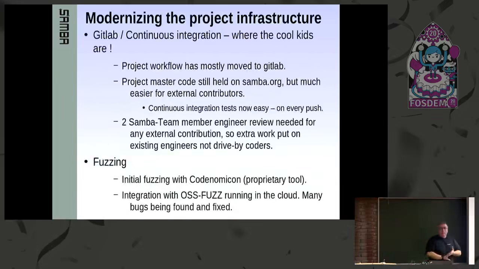Okay. Project infrastructure. We moved to GitLab. Who's on GitLab? Woo! Oh, okay. Well, everyone else is on GitHub. Screw you guys, it's proprietary. GitLab's where the cool kids are. GNOME's there. So our project workflow is mostly now on GitLab. You can still work on Samba the old way, sending patches to the mailing list, but mostly what you do now is you make pull requests, merge requests on GitLab.